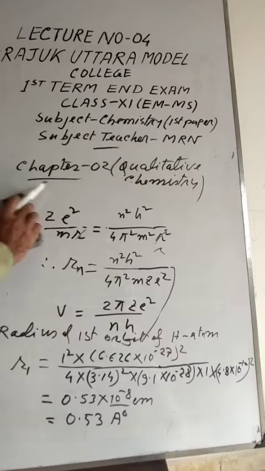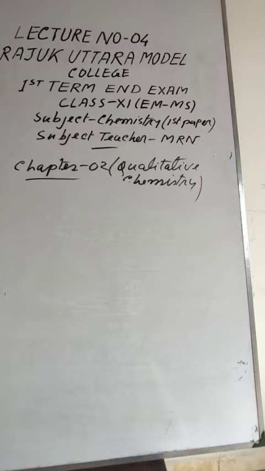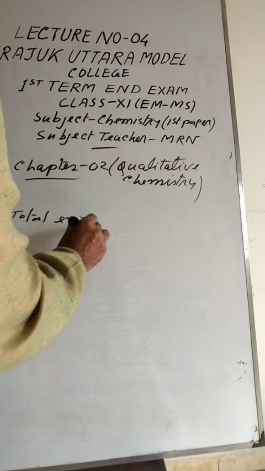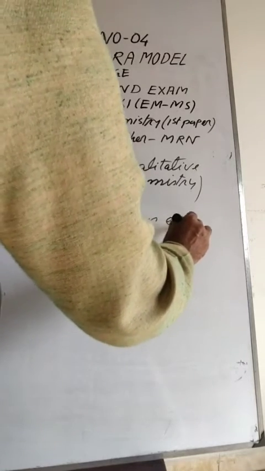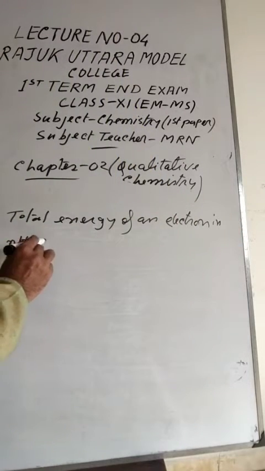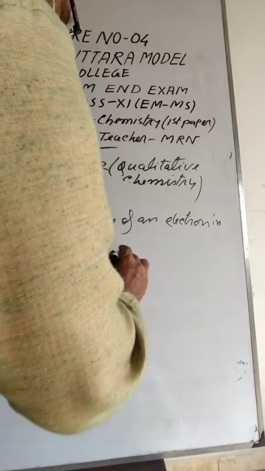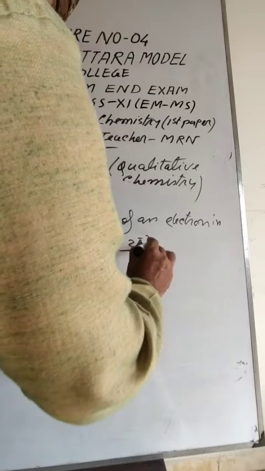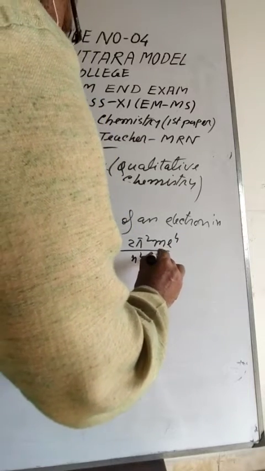Okay, next one, total energy of an electron in the nth orbit. Total energy of an electron in nth orbit equals minus 2 pi square m e to the power 4 n square s square.